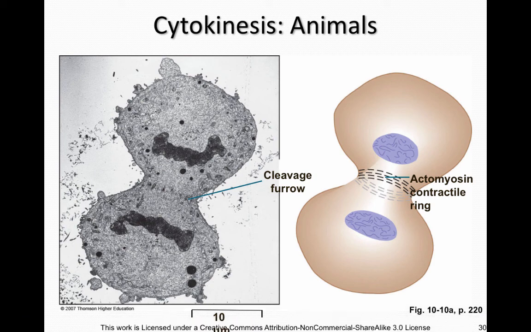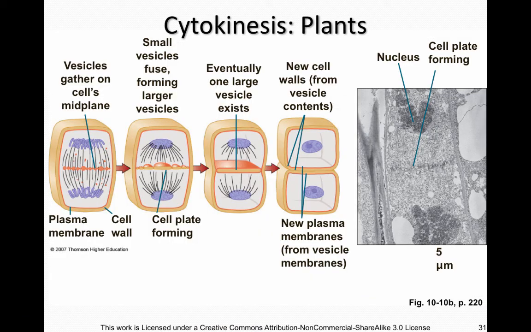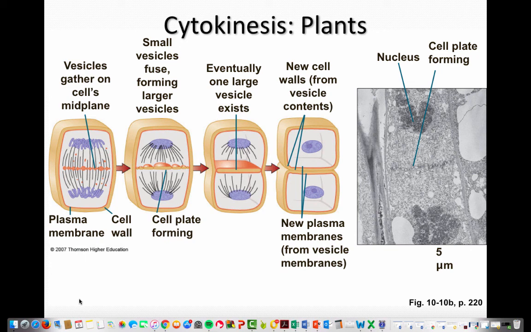Now the problem in plants is they have a cell wall. So we have what's called a cell plate that forms. And essentially you get these vesicles that have parts of cell wall on them and plasma membrane. And they just start forming these big cavities in the middle until you get two separate cells.